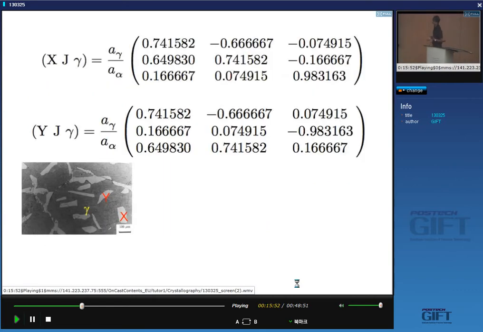Okay, so I do that. I find two coordinate transformation matrices, one relating X and gamma, and the other one relating Y and gamma, here and here. Okay? In exactly the same way as we derived the single coordinate transformation matrix for the Kurdjumov-Sachs orientation, I now have two variants. Notice that the numbers in this matrix are identical. Okay, so for example, we have 0.741582, we've got 0.741851266666, blah blah, and same there, and so on. But they are arranged in a different order, right? That means they are in the same austenite grain, but these are two different crystals of ferrite.